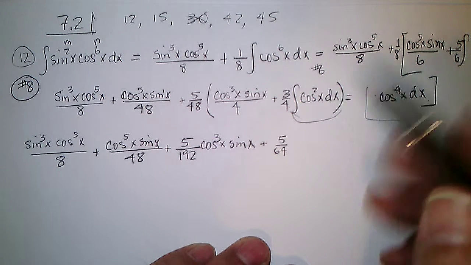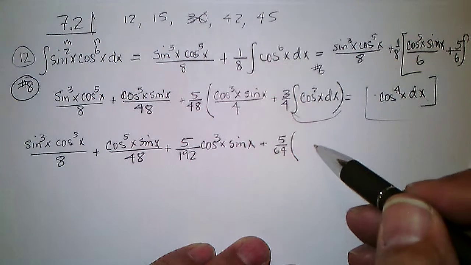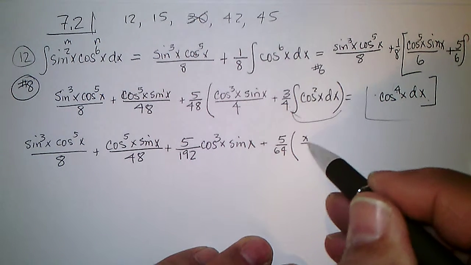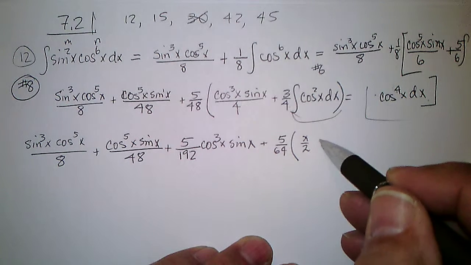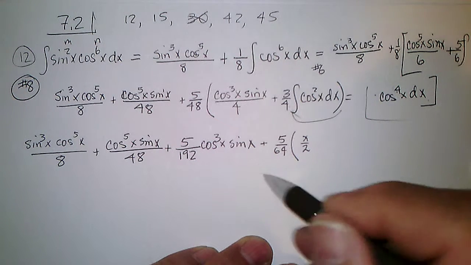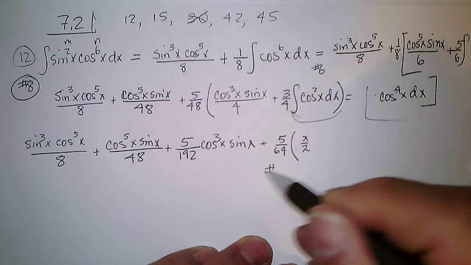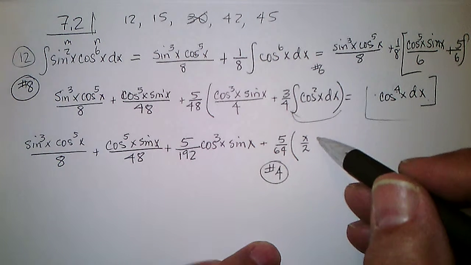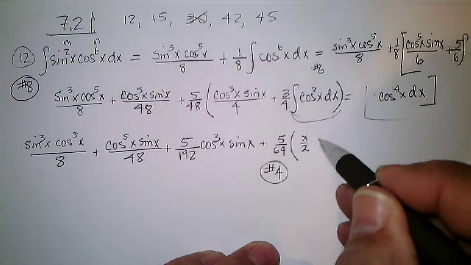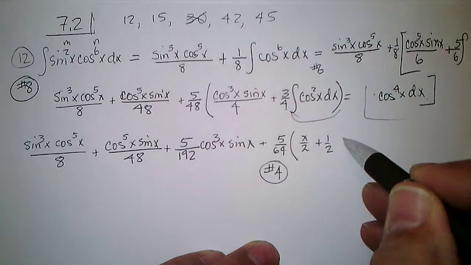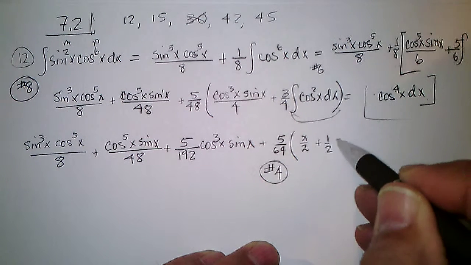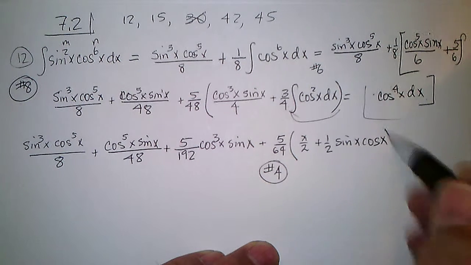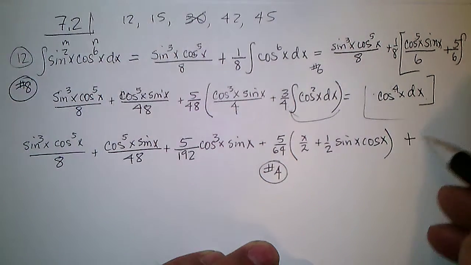And then the integral of this is, according to that second formula, x over 2. This is formula number 4, and it has 2 parts, and I'm just going to use the second one. x over 2 plus 1/2 sine x cosine x plus C.